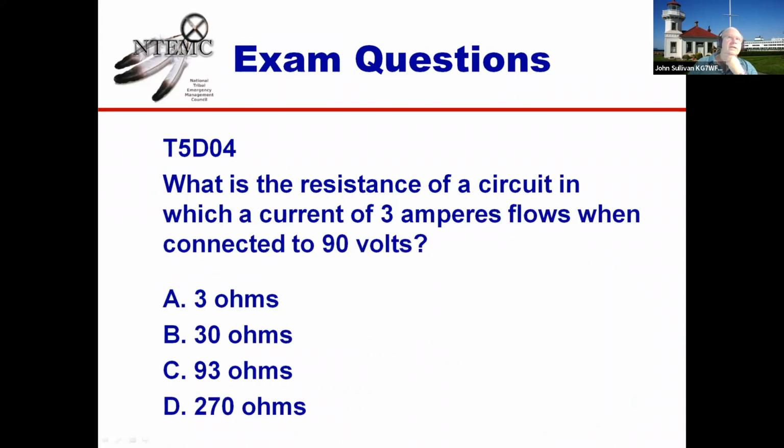Practical application of this is going to be: what is the resistance of a circuit in which a current of 3 amps flows when connected to 90 volts? The numbers are always going to be simple numbers like this, okay? All right.